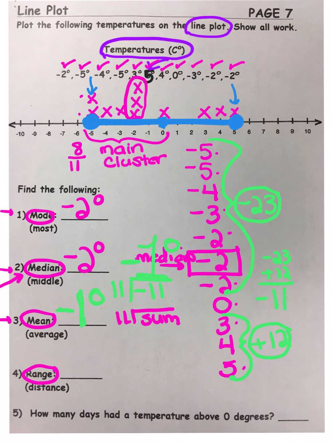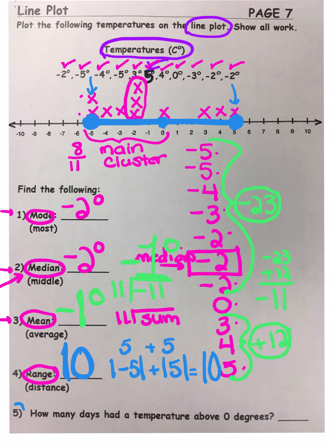We need to find the range or the distance between those 2 points. Well, the absolute value of negative 5 plus the absolute value of positive 5. 5 units plus 5 units means there's a range of 10 units, or the distance between those 2 values is 10. Now complete question 5 on your own. This concludes page 7.